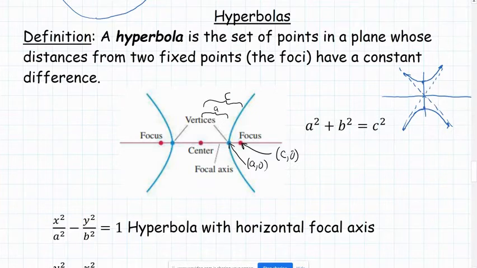Okay, so we have a center point still at the origin, 0, 0. We would have a vertex at A, 0 and a focus at C, 0. So the distance from the center to the focus, we're still calling that C, just like we did with ellipses.